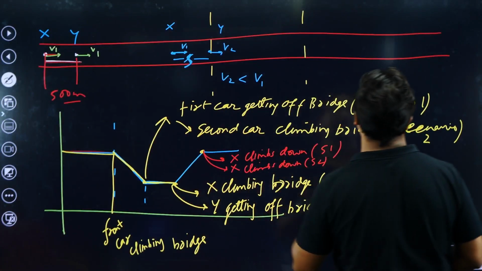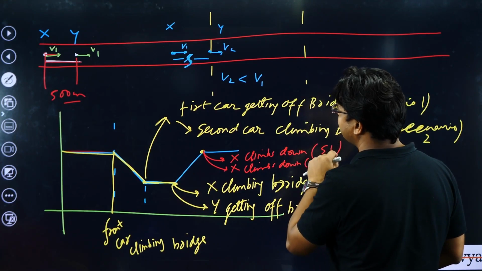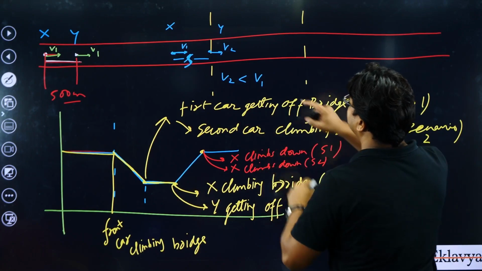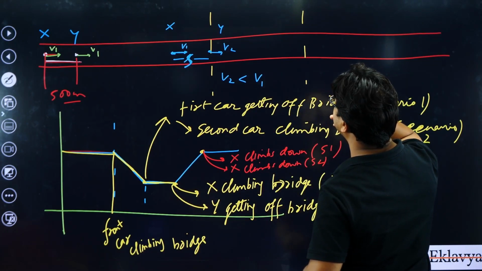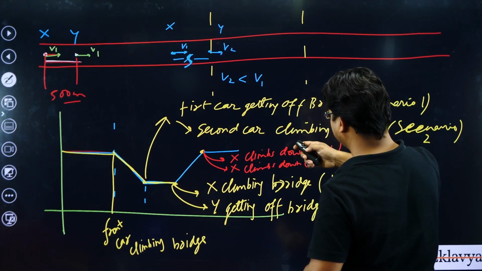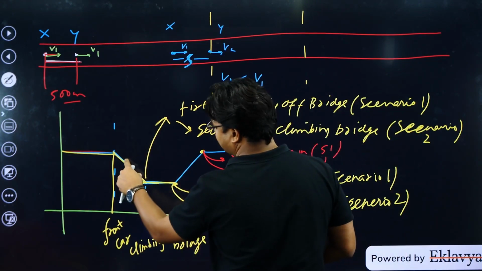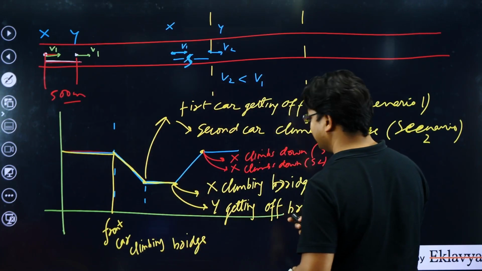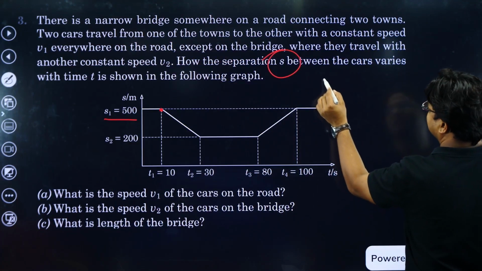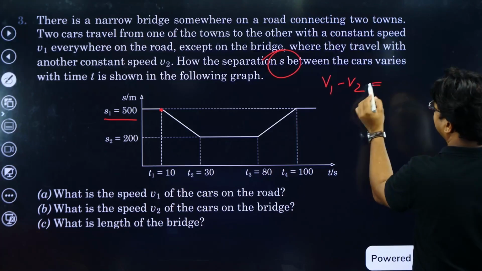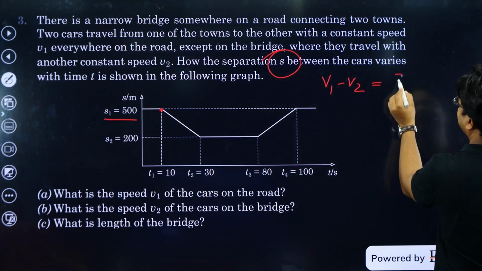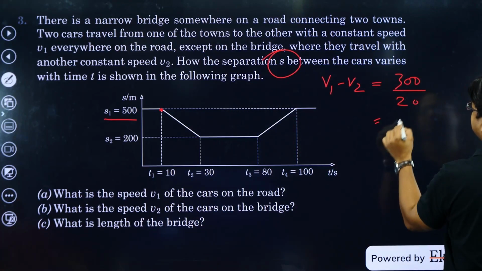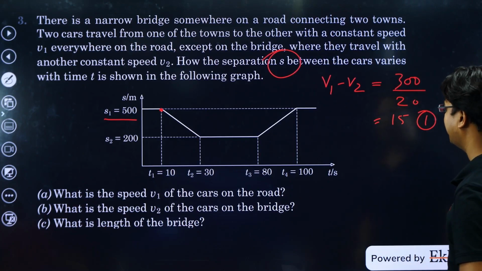Here the front car is getting off the bridge. If the front car gets off the bridge, the distance becomes constant, which is 200. So this distance would have decreased. We can make an equation now: during this time one car was on the bridge, the other car was off the bridge. So for the relative velocity, v1 minus v2 would be the slope of this line. That would be 300 by 20, so that's 15. That's one equation: v1 minus v2 is 15.